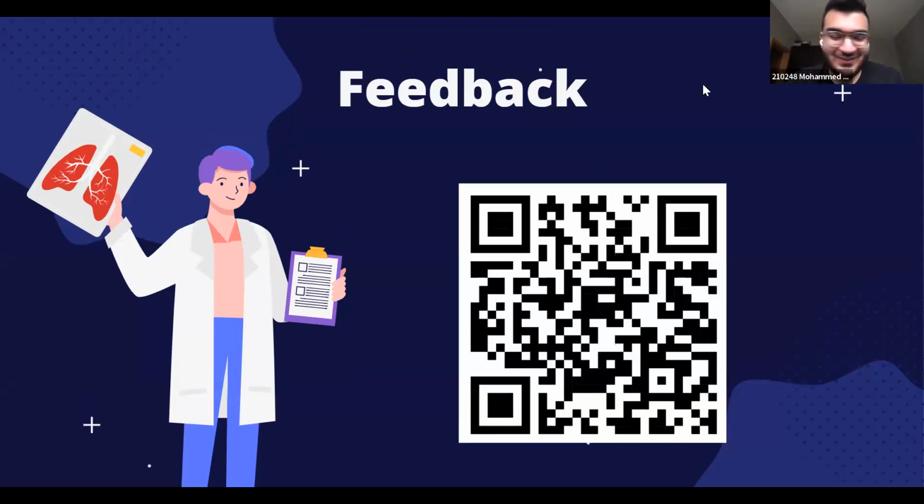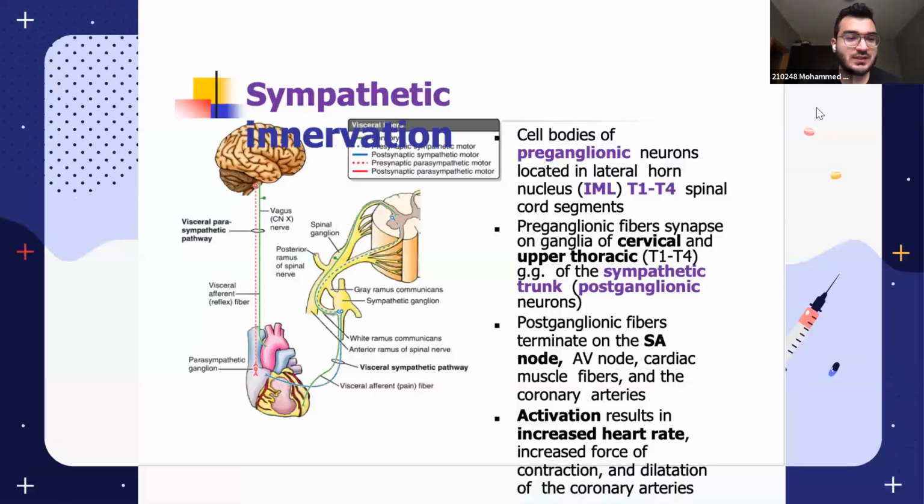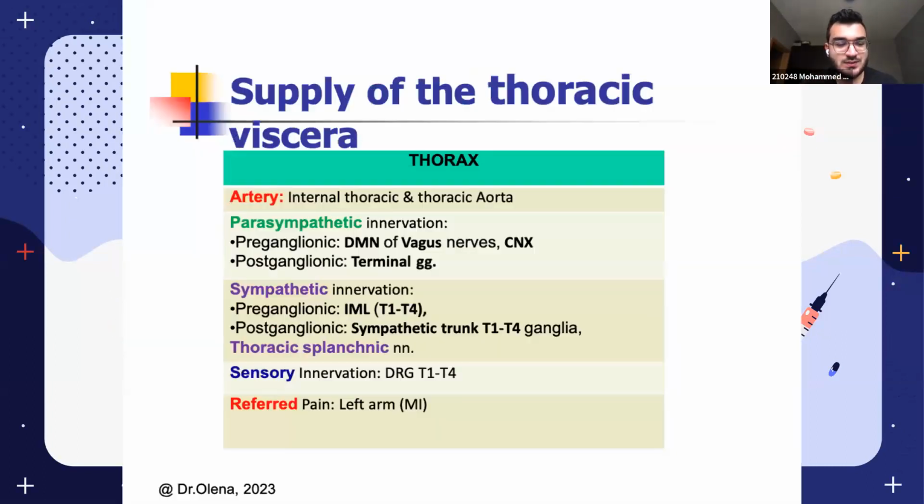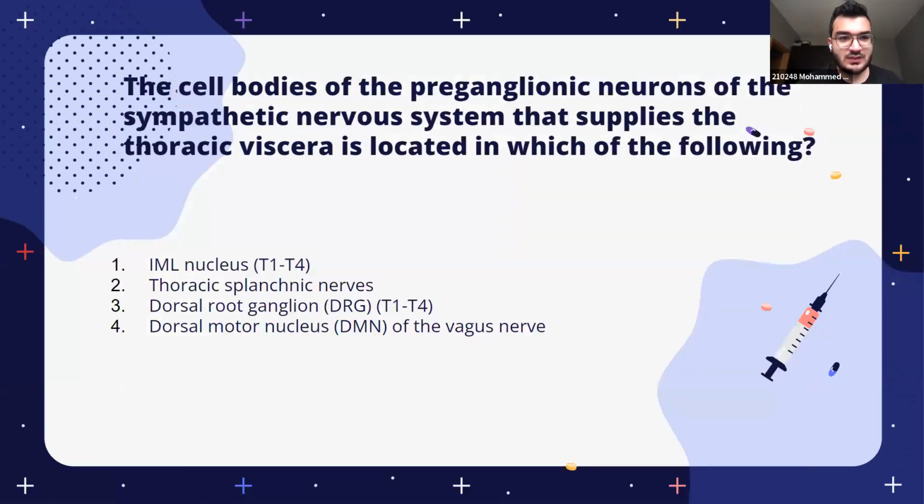One more thing, there's the question. I had to do a quick research. The thoracic splanchnic nerve supplies the abdominal organs. So in the question that I had for the dilatation of the coronary arteries, the answer would be in the question two questions after that.